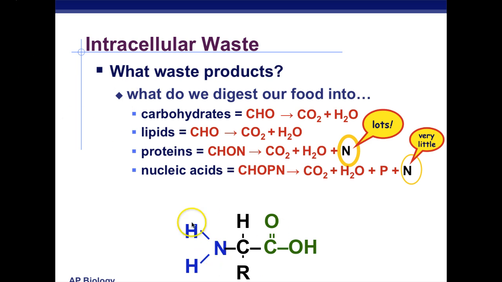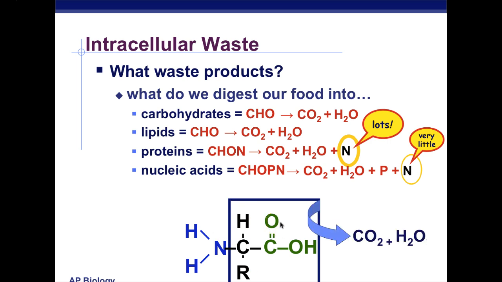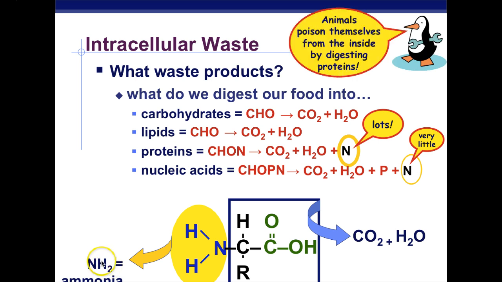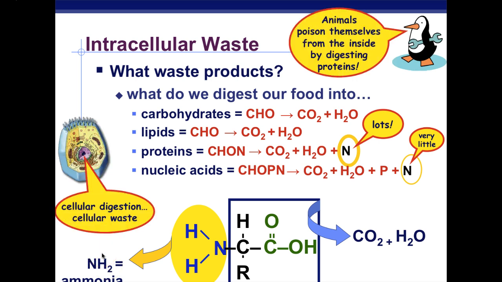And you can see here's our amino acid. So the central carbon group and our carboxyl group are what's going to form our carbon dioxide and water. But the amine group is what becomes our nitrogenous waste and forms ammonia, which is extremely toxic to living organisms. So we've got to get rid of this ammonia.